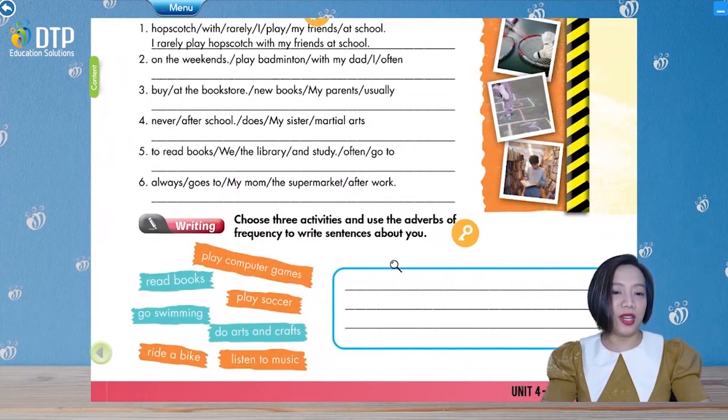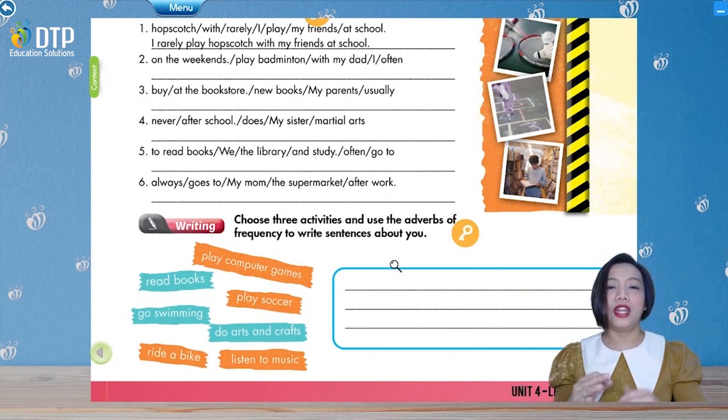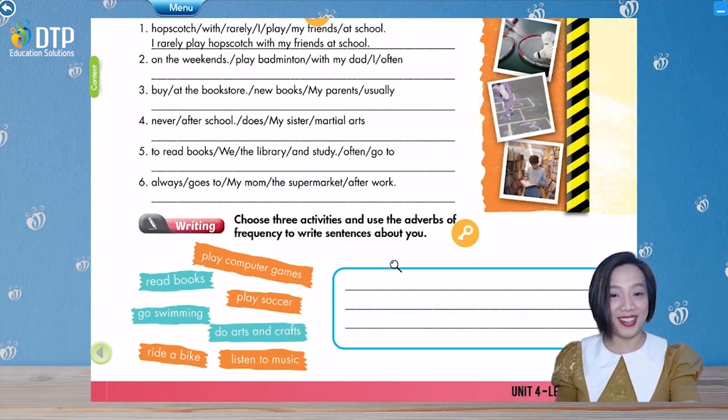And you know, everyone, for the writing, you choose 3 activities and use the adverb of frequency to write about you. Okay, let's do it and send it to your teacher. Thank you very much. And now, before we start, let's do some more practice for fun and interesting and easy to remember.